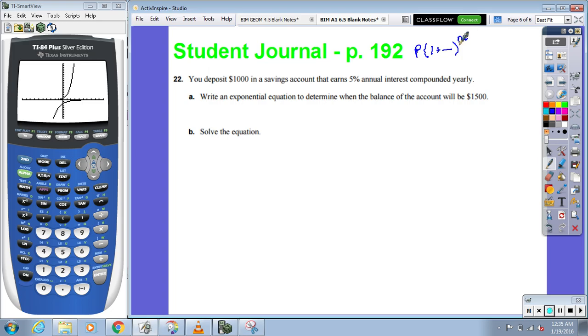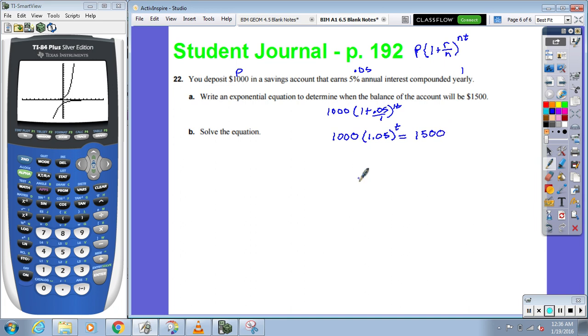Up here, this was the number of times it compounded times the amount of time in years. You multiplied that. So if you remember what this was, the rate divided by the number of times it's compounded. So compounded yearly is once a year. Here's your rate as a decimal, it's 0.05. Here is your principal. So my exponential equation is going to be $1,000 times 1 plus 0.05 divided by 1, to the 1t. Now if I want to simplify this a little bit, I can have this be 1.05, just type it in a calculator, and 1t we can just write as t. We want to find when that equals $1,500.